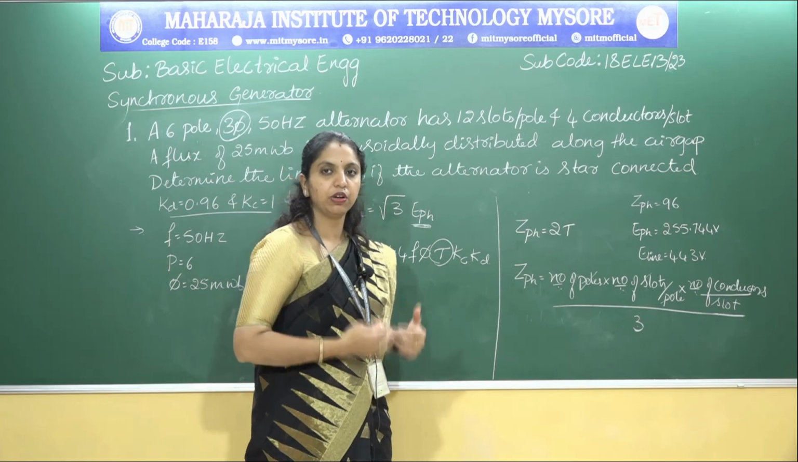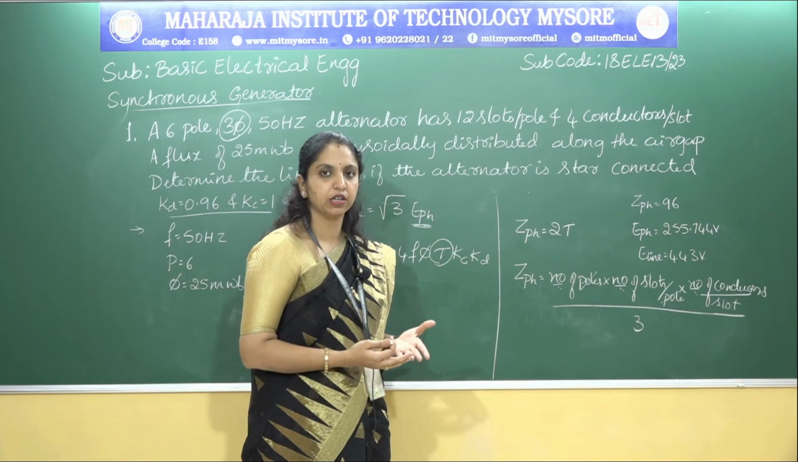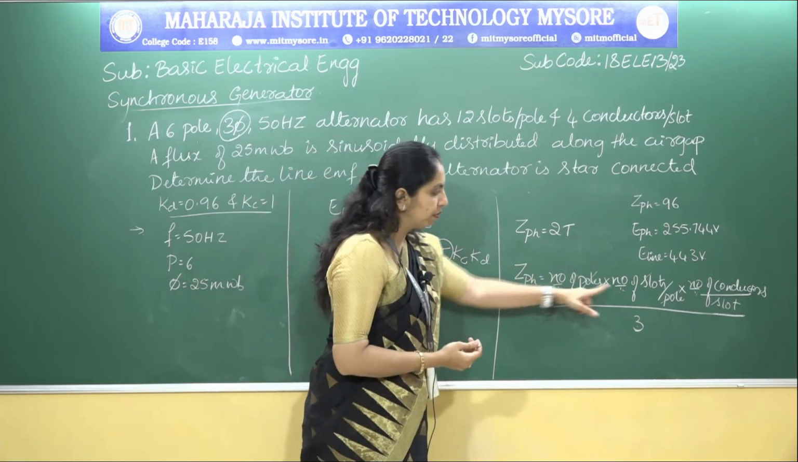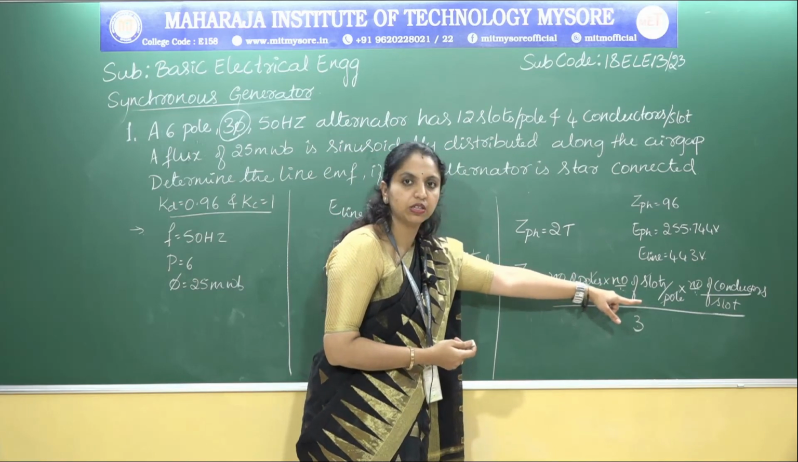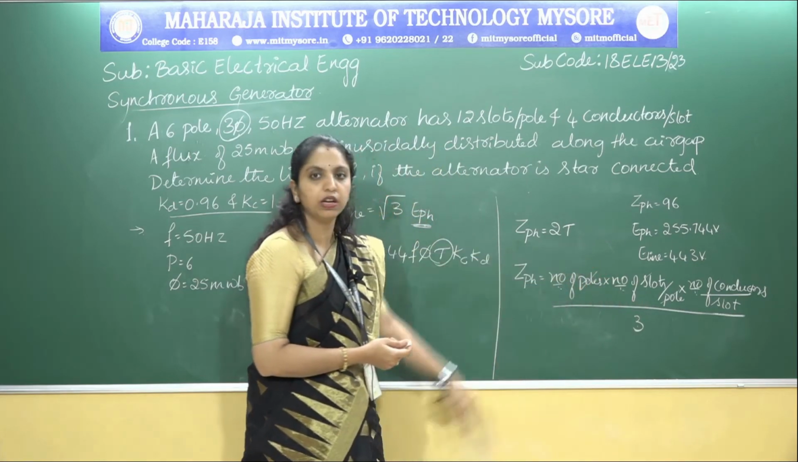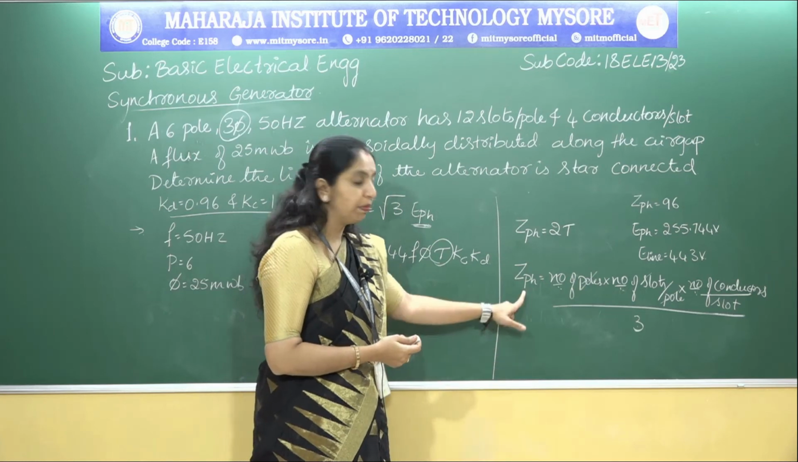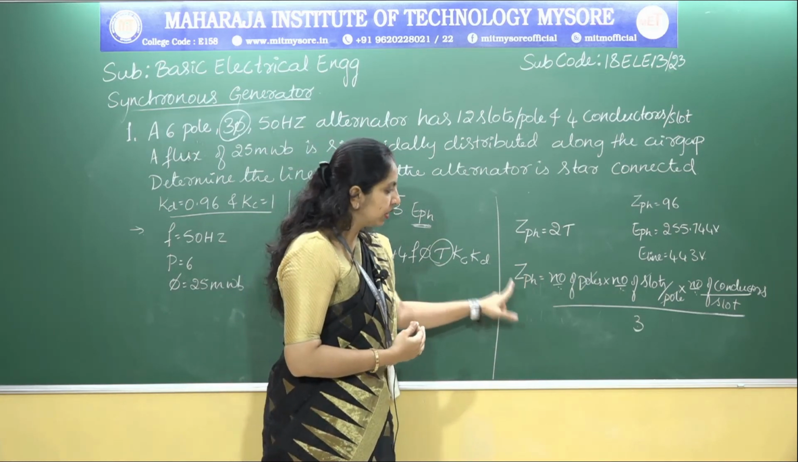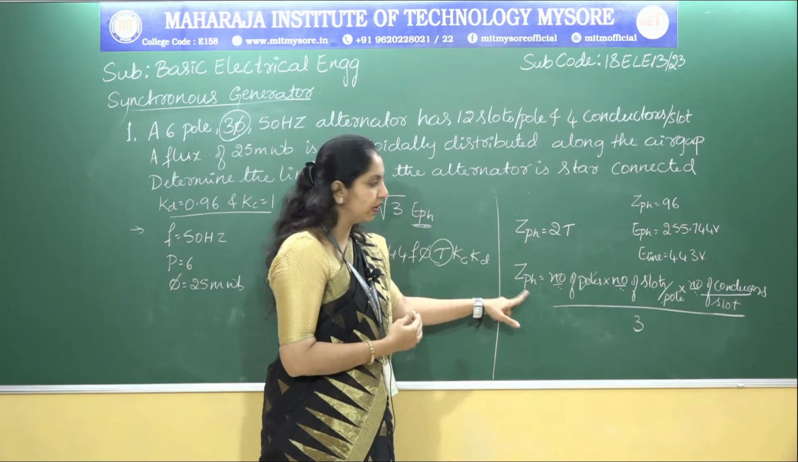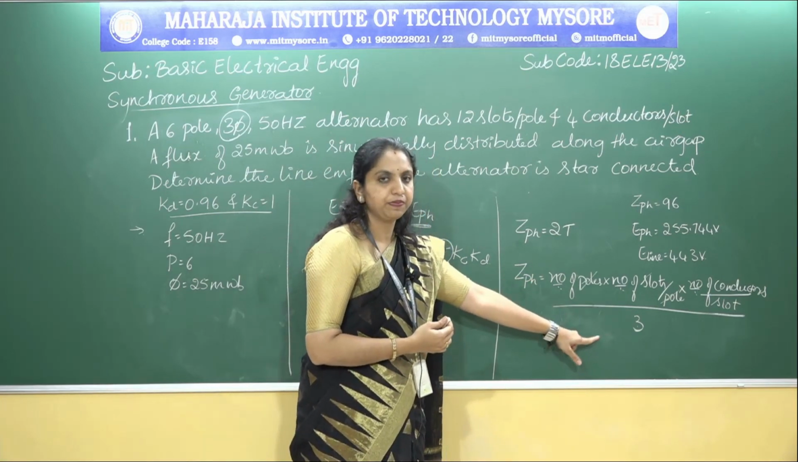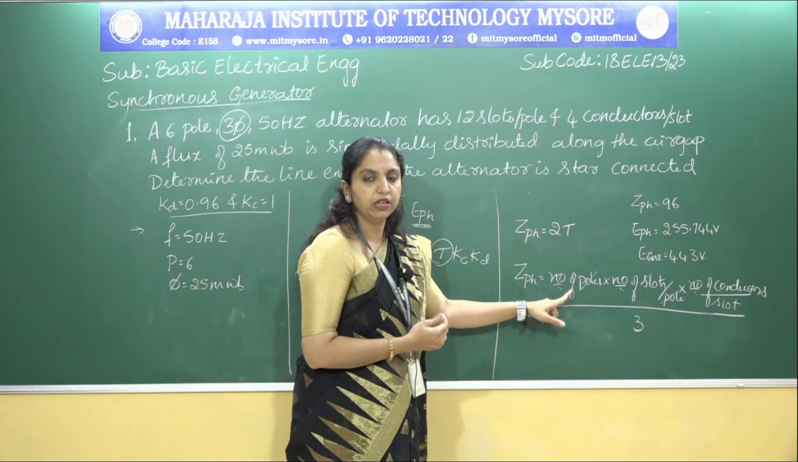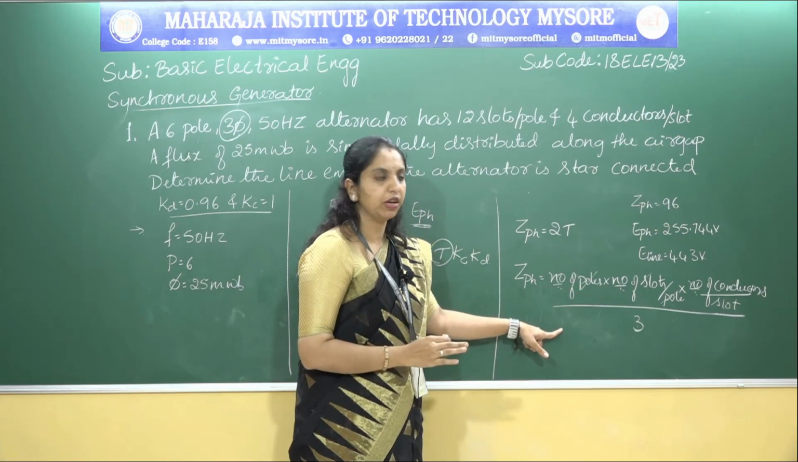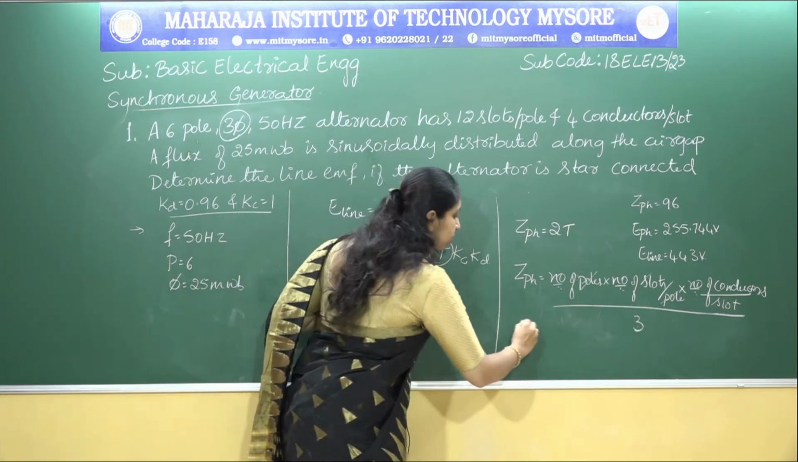What is ZPH? As I have already told you, ZPH is equal to number of conductors. When the number of poles and the number of slots get cancelled, you finally get only the number of conductors. So ZPH is equal to number of conductors per phase. Since we are calculating this for 3 phase, we are dividing this by 3. Calculating ZPH is very important here. And now we need to substitute all the values.